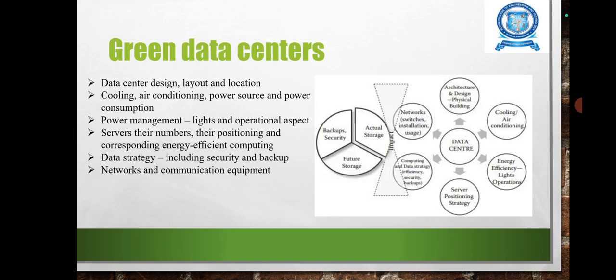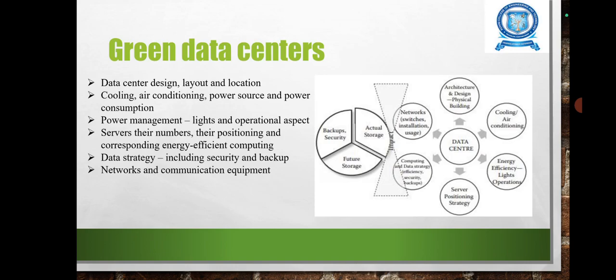And also the materials used in construction of the building, for example terracotta for roofing and painting the roofs white. The next one is cooling, air conditioning, power source and power consumption. That means it includes the cooling strategies of the servers and the air conditioning that should relate to the actual building. Next one is power management. That means it would include procurement and installation of green products, for example, LED light bulbs. It is also used for the green services.